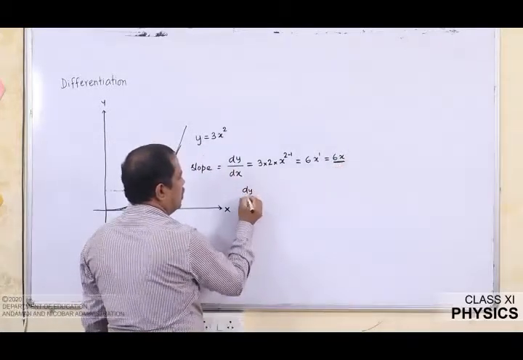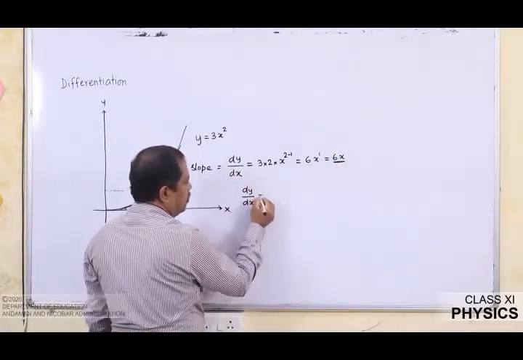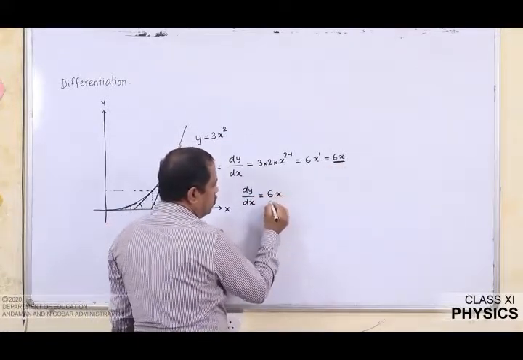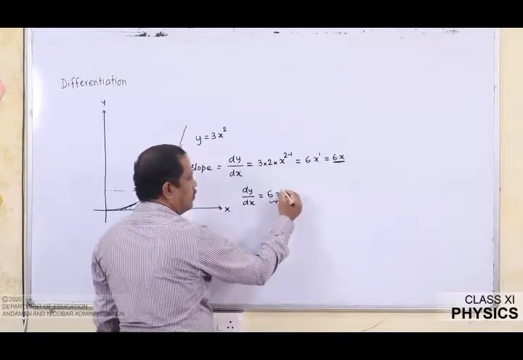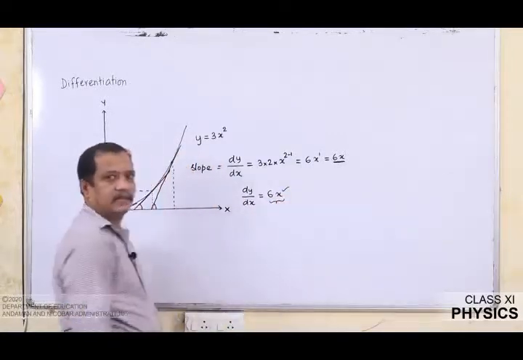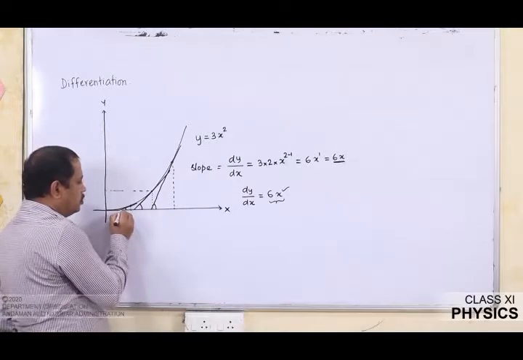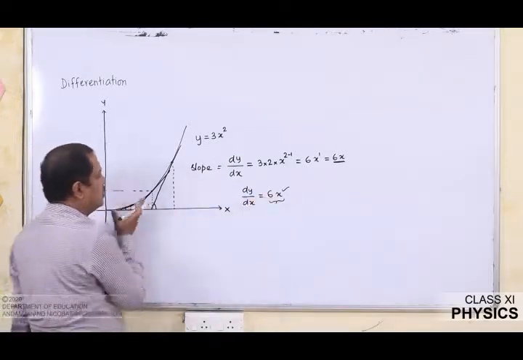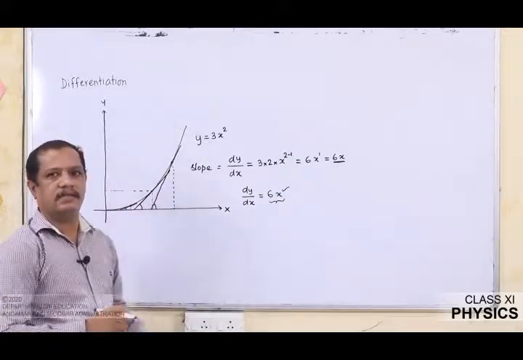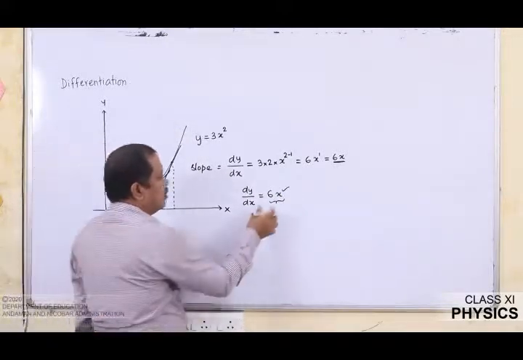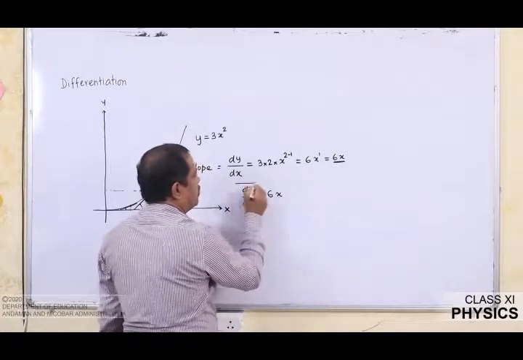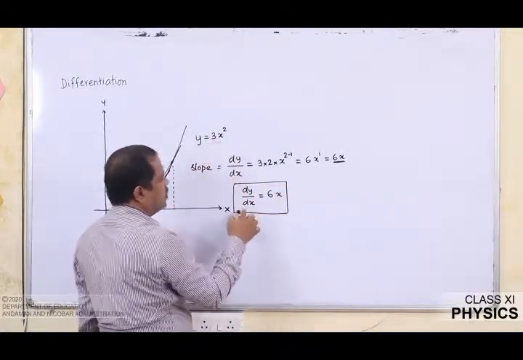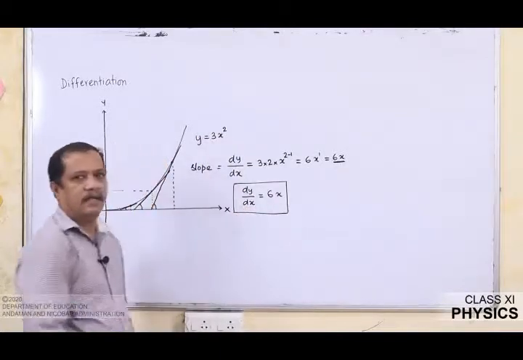If we look carefully, this is what we said is the slope. So, this slope is equal to 6x. We say that the slope is a function of x. It says that as the value of x is increasing, the slope increases. So, we have differentiated the function y is equal to 3x square with respect to x, which we got like this.